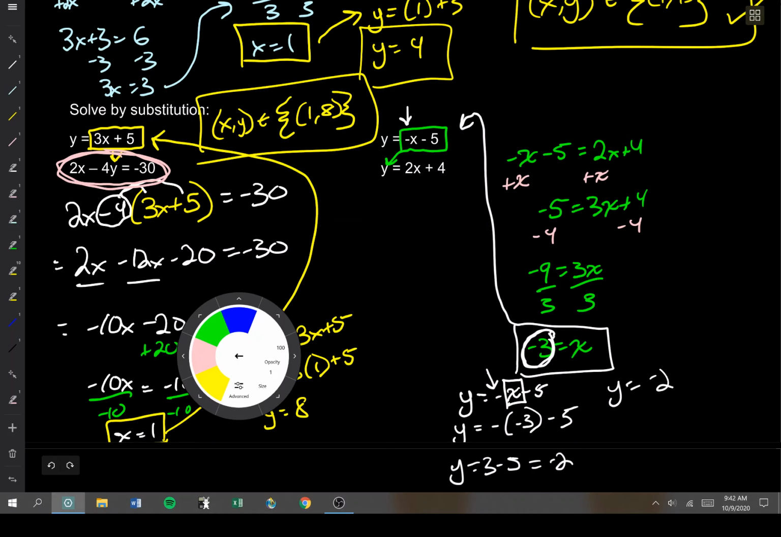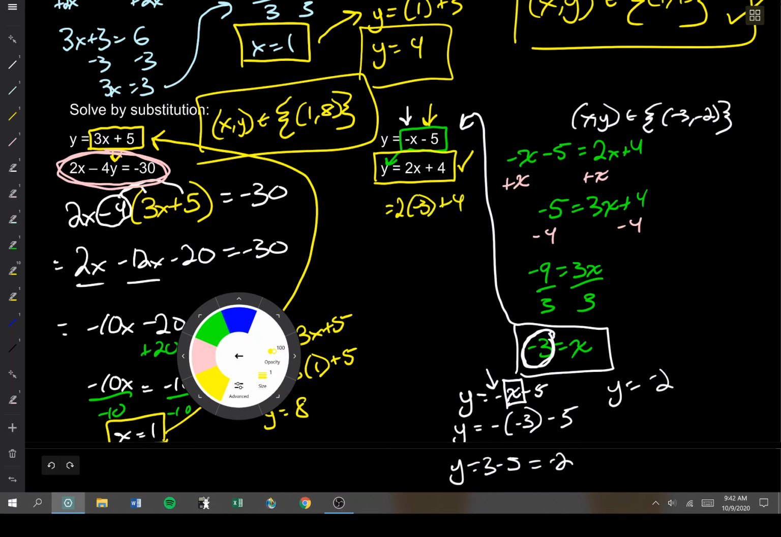That means my solution is the point negative 3, negative 2. and I'm going to check it. Since I used this equation here to find the variable y, I'm going to use this equation here to do my check. Use the other equation, the one that you didn't use to find the last variable. So I'm going to take negative 3 and plug it in for x.